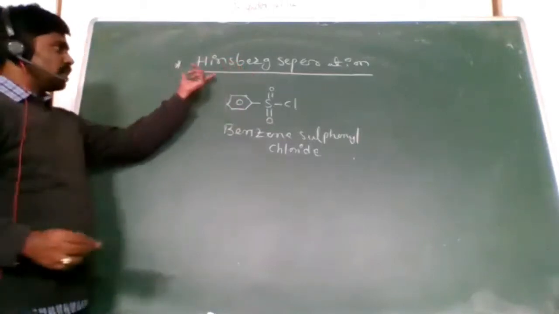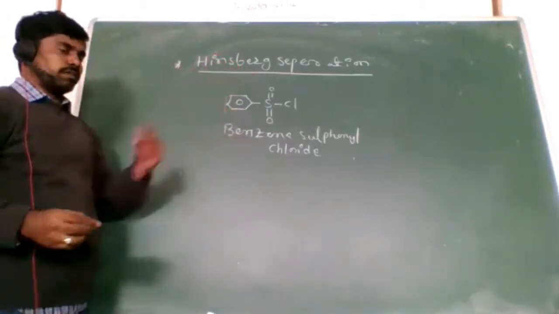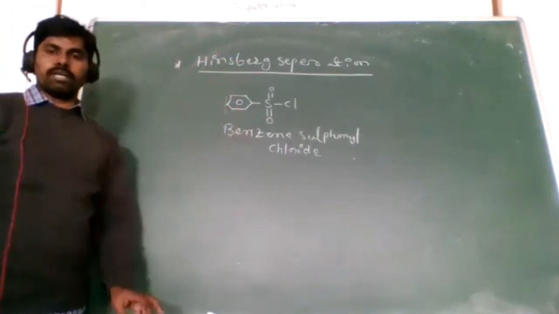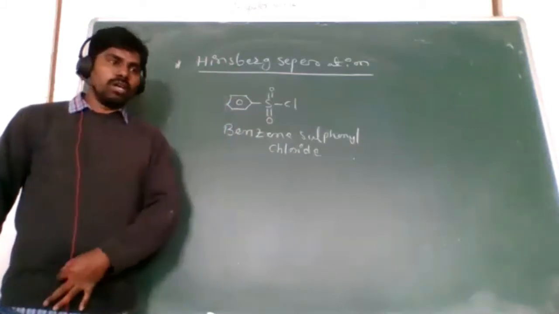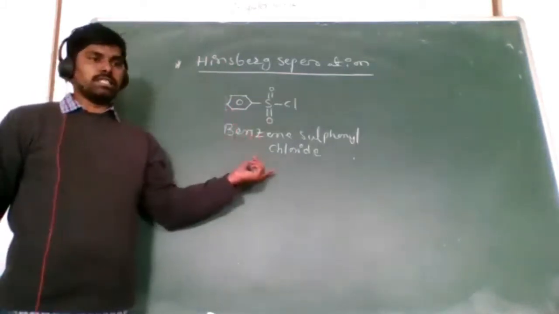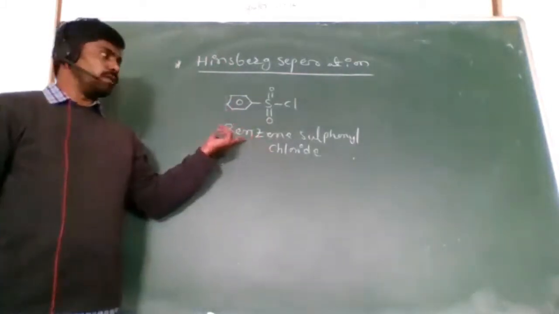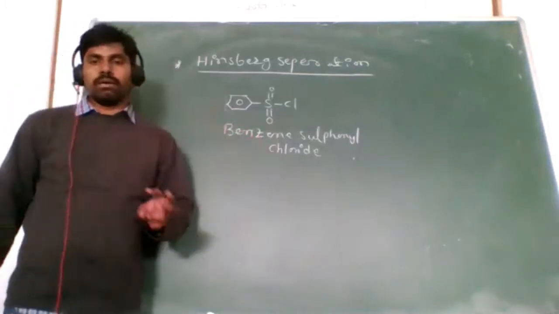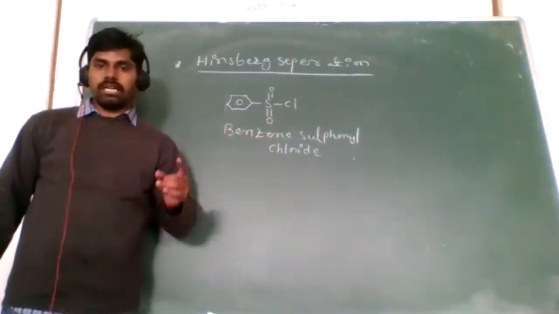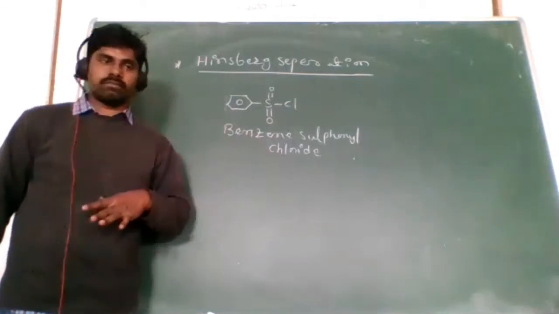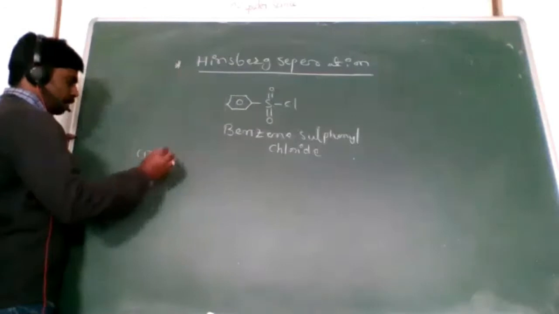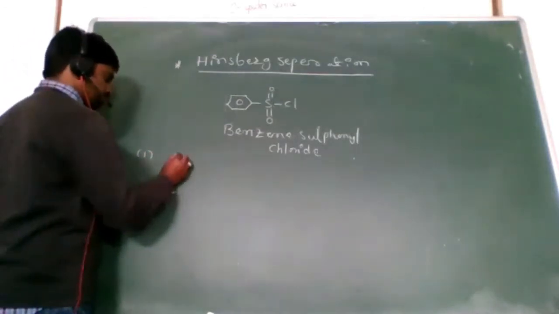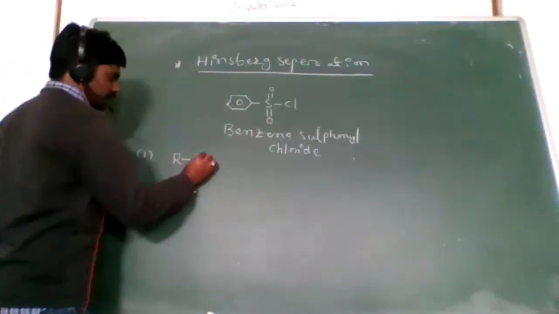So when you are using this Hinsberg reagent, we can separate primary, secondary and tertiary amines. It is the reagent to separate the primary, secondary and tertiary amines. Clear? Now first of all, look here. I am taking the first, primary amine. This is a primary amine.